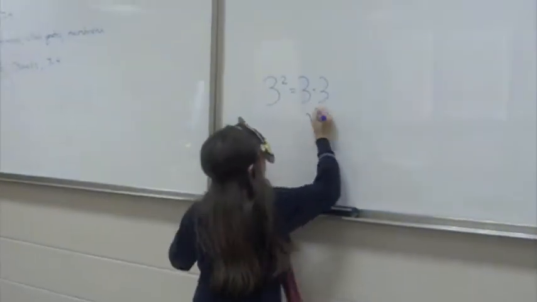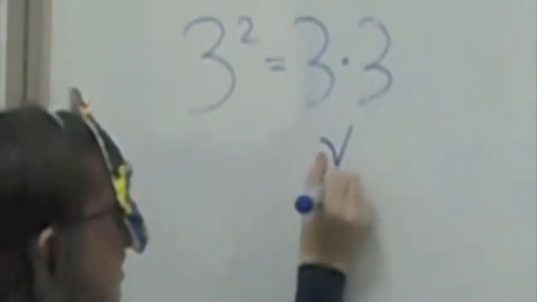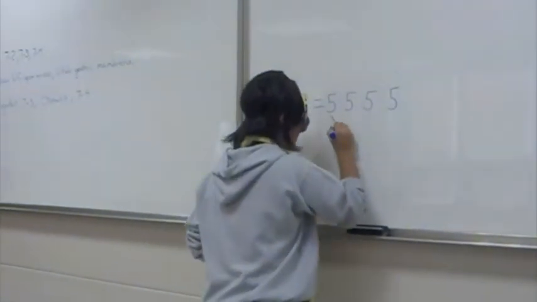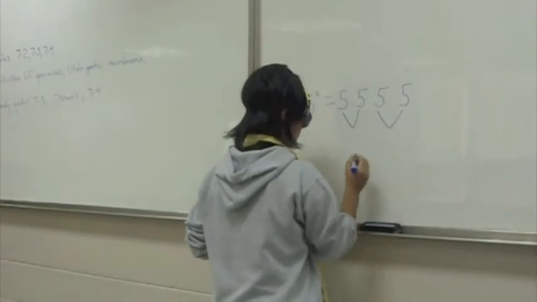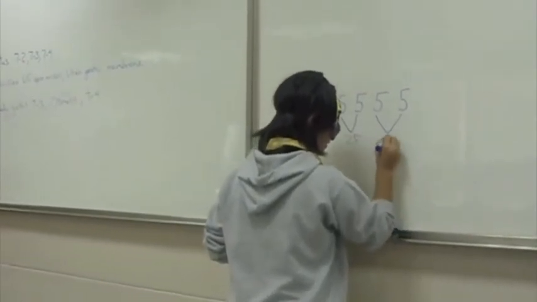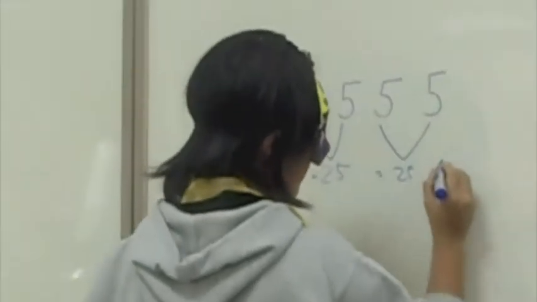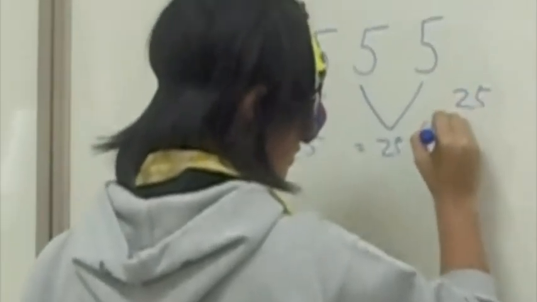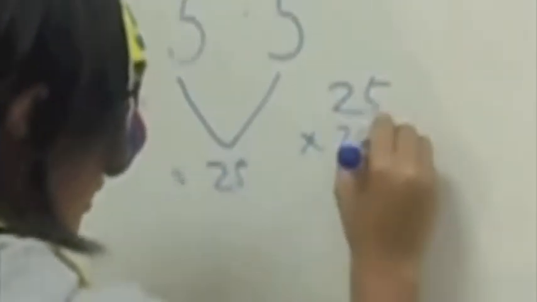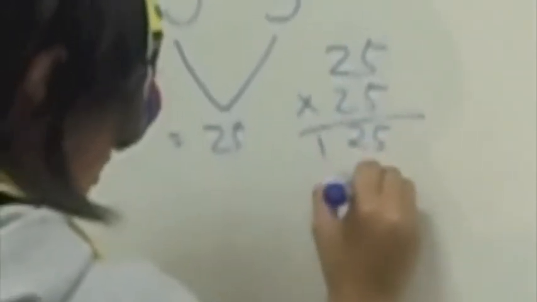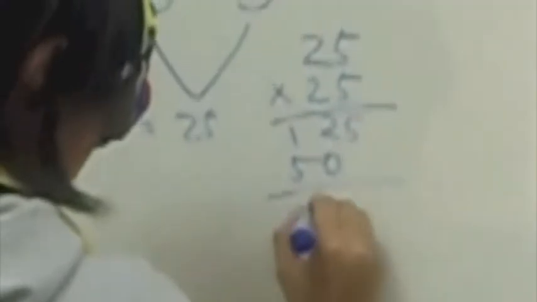This is 3 squared. 3 times 3 equals 9. This problem is 5 to the 4th power. It's 5 times 5 times 5 times 5. The first two 5s multiplied together are 25. The second two 5s multiplied together are 25. 25 times 25 equals 625.